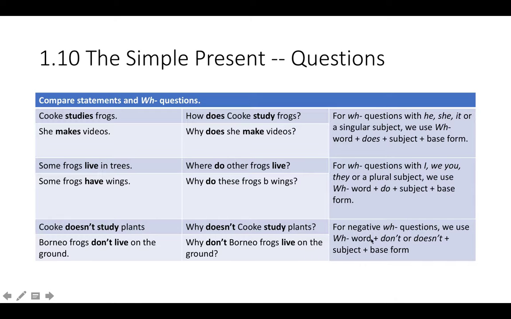And here's a negative question. Why doesn't Cook study plants? Okay, and this is a contraction of does not. And for third person singular, here's the doesn't. And here is a negative question with I or you or we or they. Why don't Borneo frogs live on the ground?